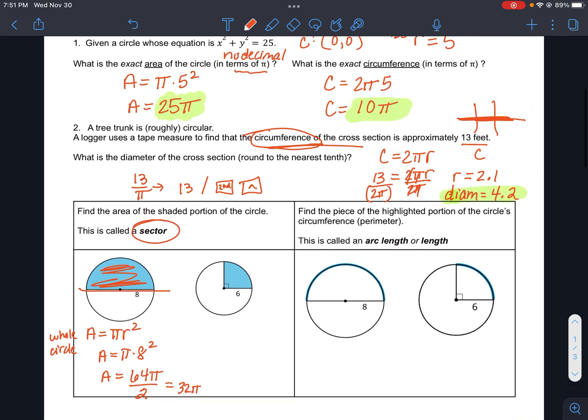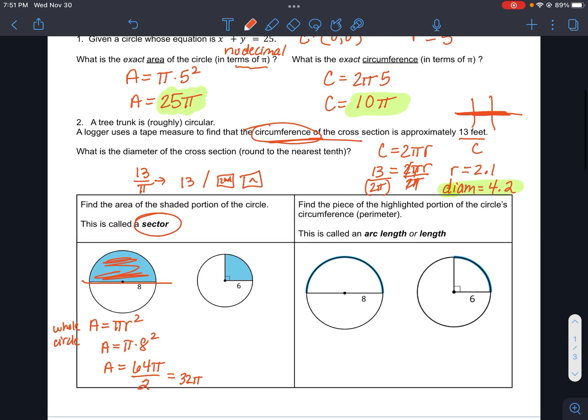I'm going to leave pi as the pi symbol. Did I forget? Oh, I forgot labels up here. Darn. All right, so sorry. Let me back up here.